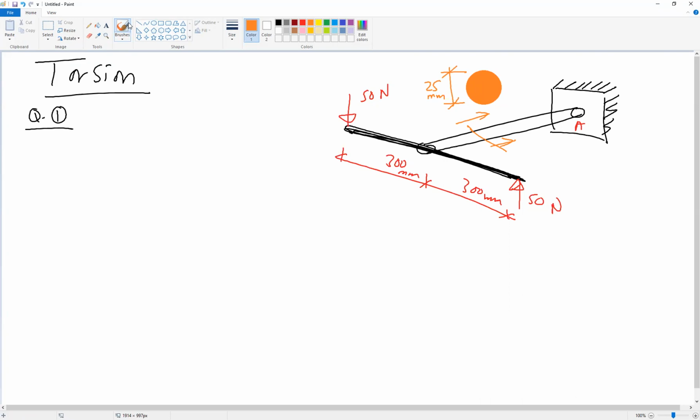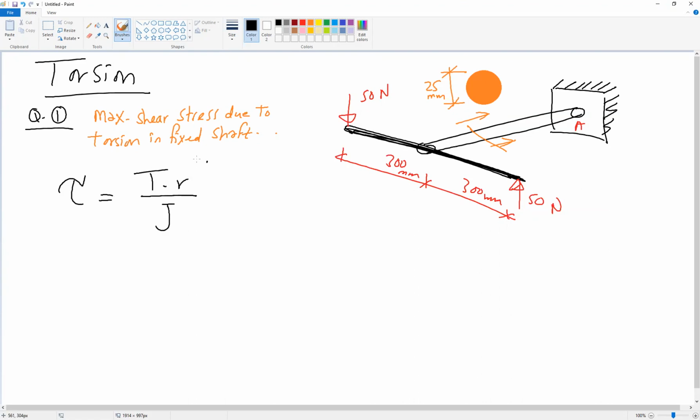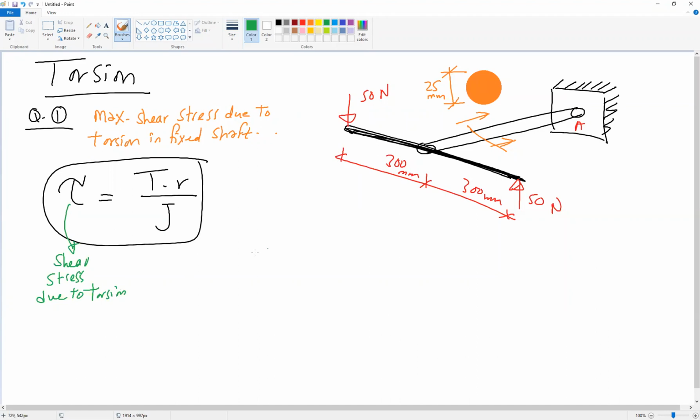Okay, the requirement is to find the maximum shear stresses due to torsion in the fixed shaft or the fixed rod. So the formula for torsion stress, or shear stress due to torsion, is tau equal to T multiplied by R divided by J. This is the general formula for torsion, where tau is the shear stress due to torsion. So this means that torsion is a type of shear, or causes shear stress.